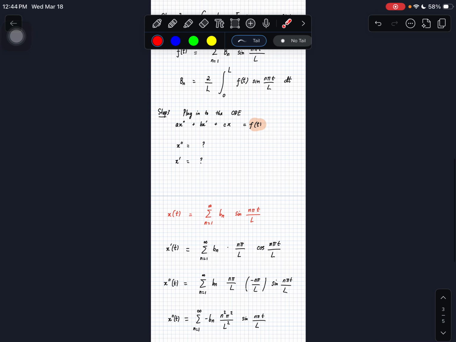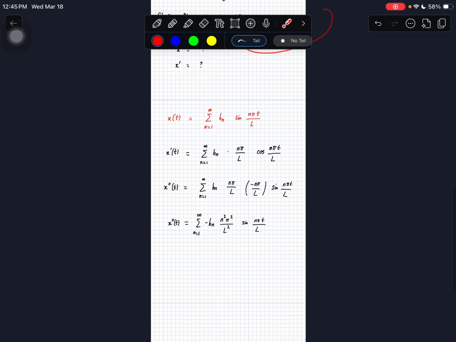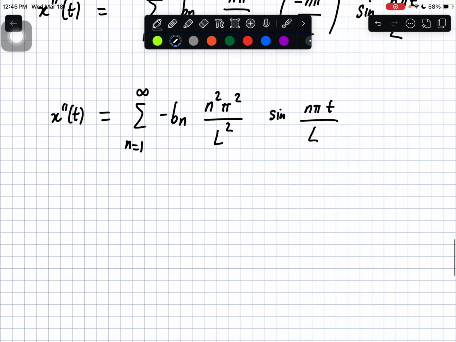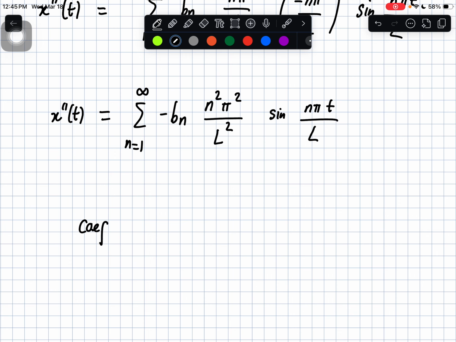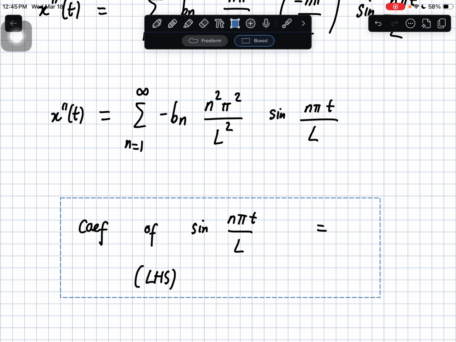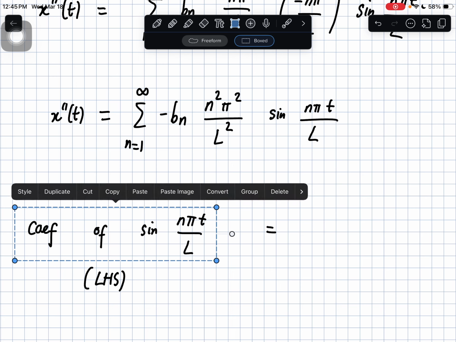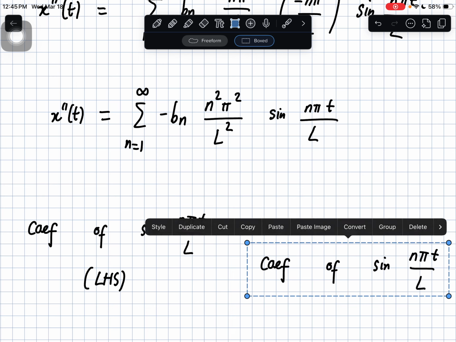You take the coefficient of sine n pi t over L on the left hand side, group it, and set it equal to the coefficient of sine n pi t over L on the right hand side.